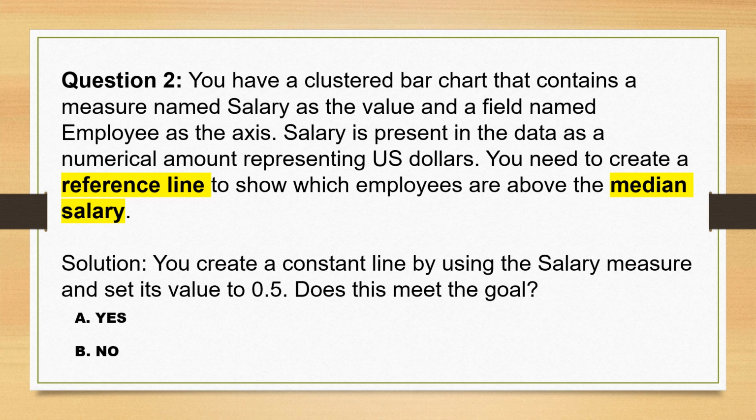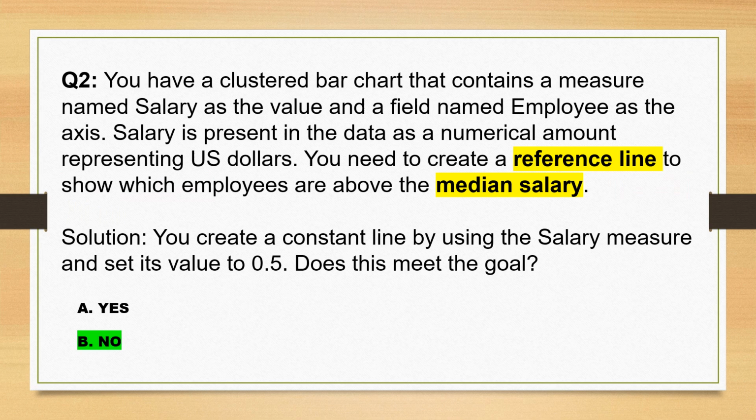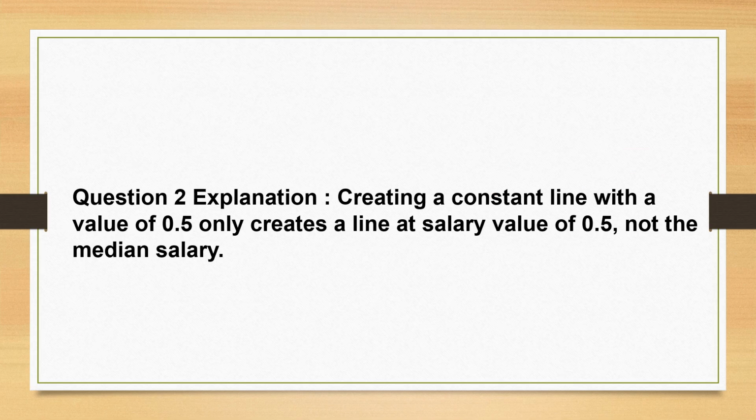Question 2. You create a constant line by using the Salary measure and set its value to 0.5. Does this meet the goal? Correct answer is no. Question 2 explanation: Creating a constant line with a value of 0.5 only creates a line at a salary value of 0.5, not the median salary.